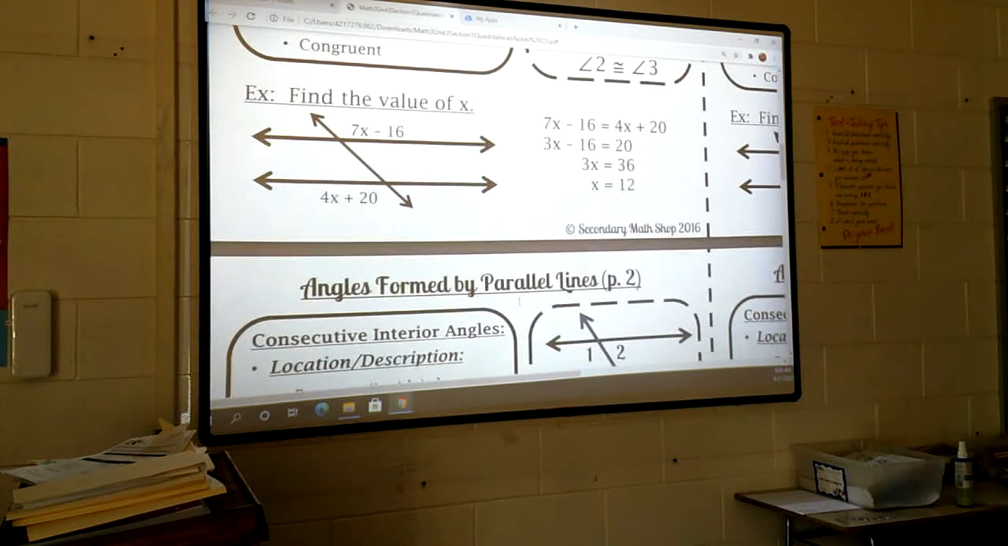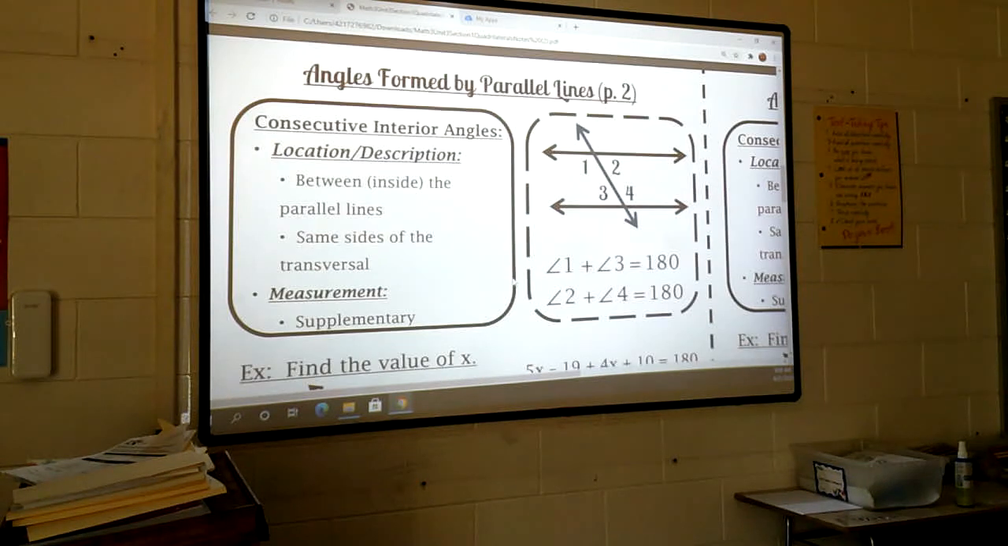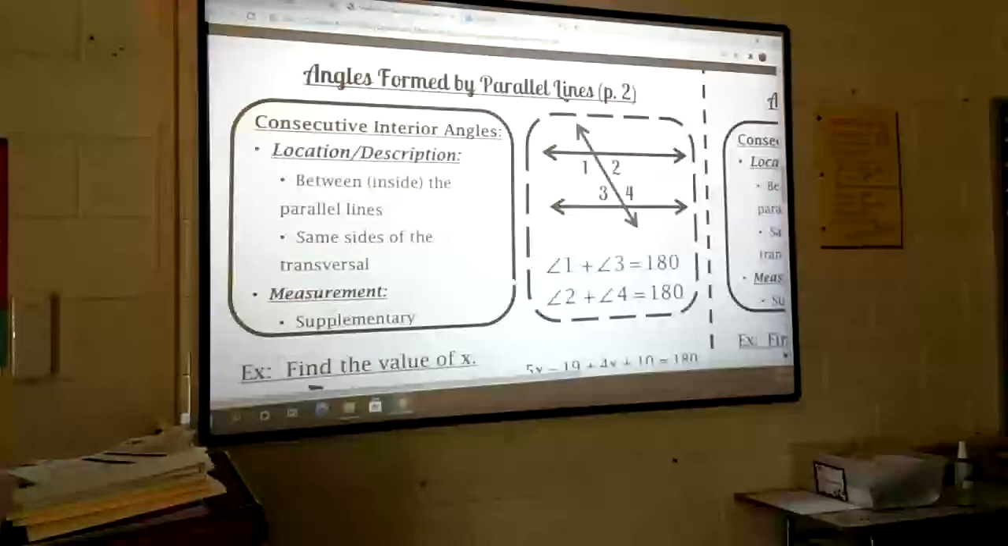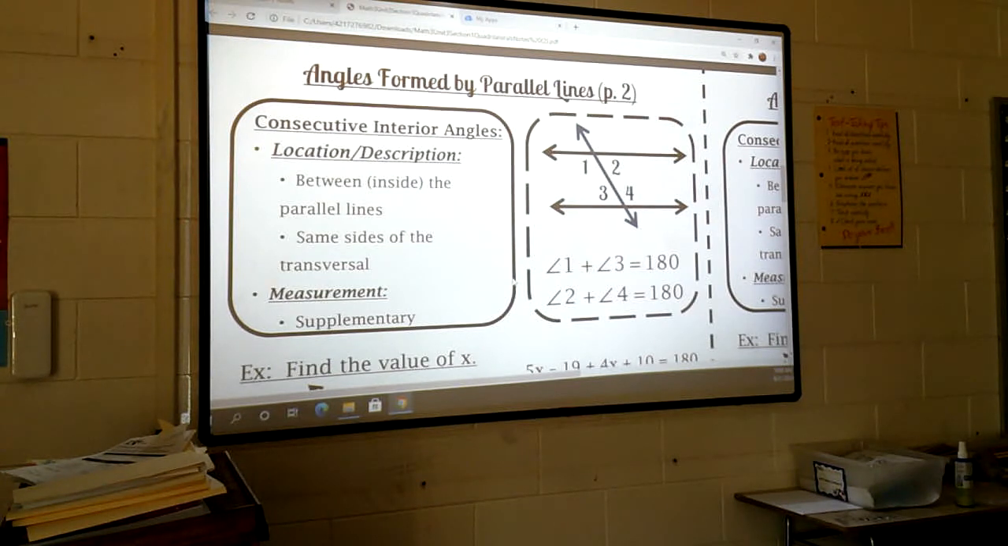So on page 2, we have what's called consecutive interior angles. Okay? So we're back talking about inside of the parallel lines. Consecutive interior. So these are between, like we just said, inside the parallel lines, and they're on the same side of the transversal. That diagonal, they're going to be consecutive, which just means straight down. They're on that same side. Or if the diagonal is the other way, the key is that they're on the same side of that transversal, that diagonal line.